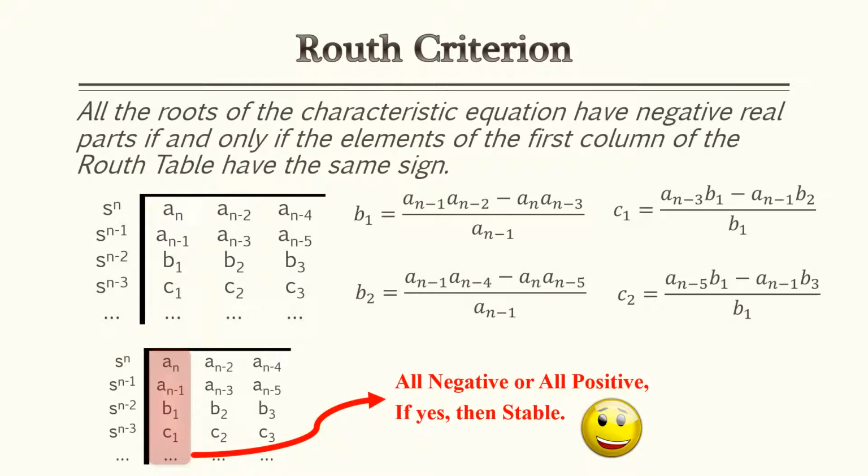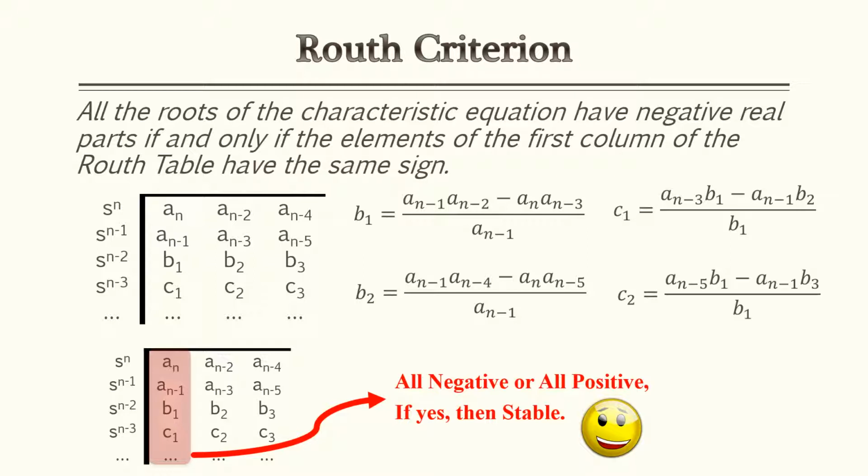All right, your third and final step, the Routh table. This is where the meat and potatoes of this lesson comes in. All the roots of the characteristic equation have negative real parts if and only if the elements of the first column of the Routh table have the same sign.